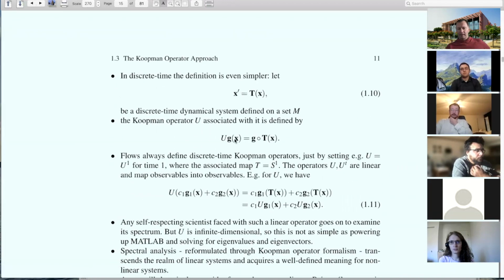So let's talk about discrete time systems. For discrete time systems, I take some initial condition x, and I use a mapping T to transport it to x prime. Then the Koopman operator is defined as U. It's just a one-step operator acting on a function g: g composed with T. So first you apply the mapping to go one step forward, and then you apply the composition, and this circle here denotes the composition.